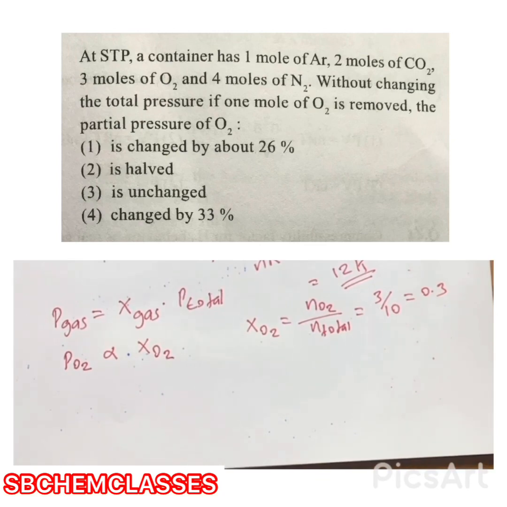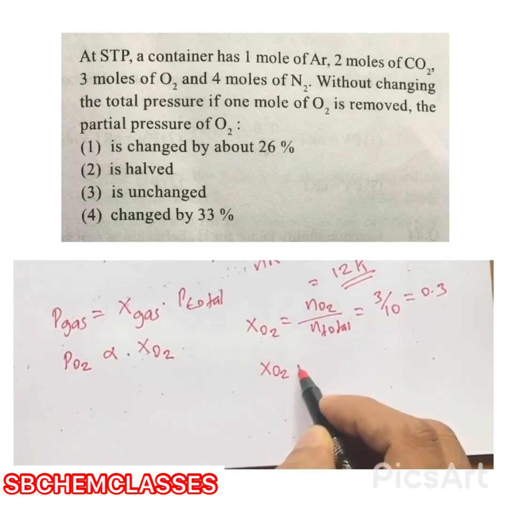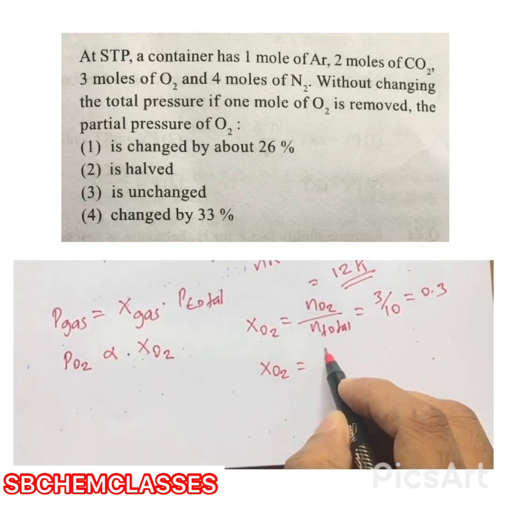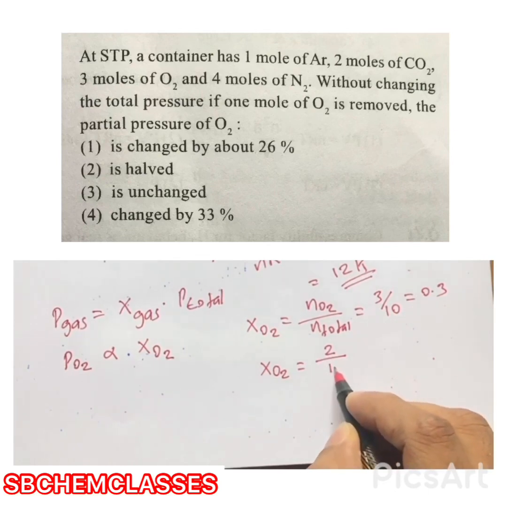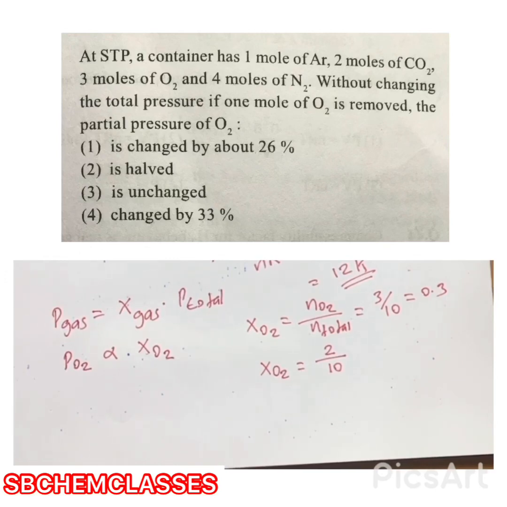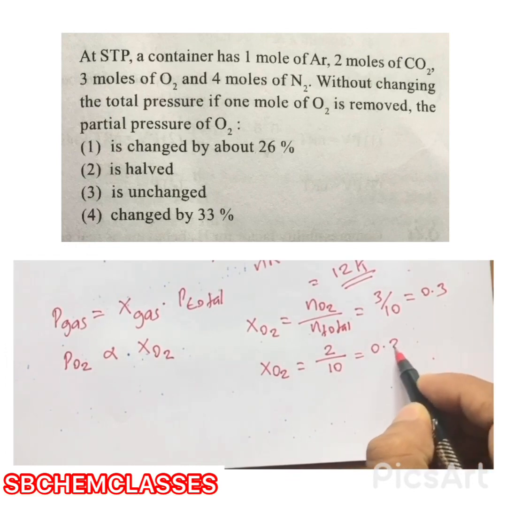When 1 mole O2 is removed, the total pressure also changes. So without changing total pressure means now the number of moles of O2 becomes 2. Why? 1 mole O2 is removed. So this 3 becomes 2 but total number of moles is still 10. That is, to balance, total pressure remains same. When we are removing 1 mole O2, we have to add any other gas. So 2 by 10 equal to 0.2.